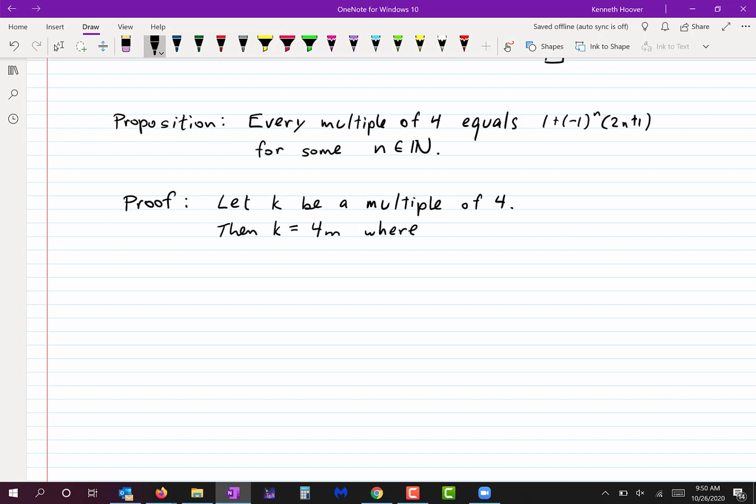I don't want to use N, okay? Because I'm reserving that for, hopefully we're going to show that 4m equals something like this. And whatever ends up being in that spot right there, I'm going to call n. So I'm saving that name for later. Okay, so let k be a multiple of 4. Then k equals 4m, where m is an integer.